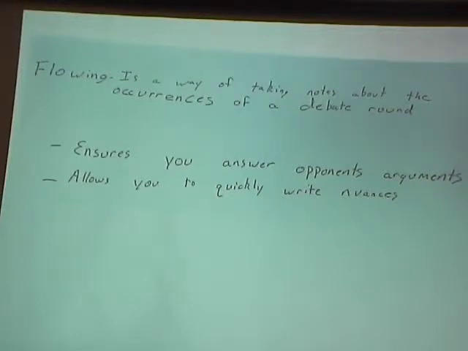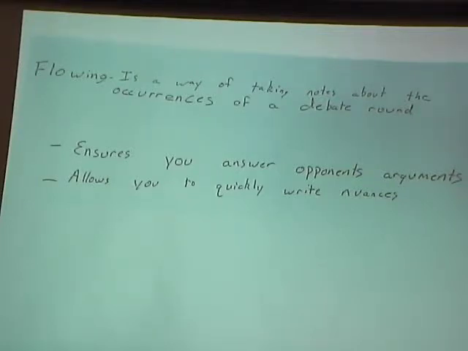First, it ensures you answer your opponent's arguments, because if you keep a good flow of the arguments, then it's easy for you to be able to answer those arguments, because you know that they were said, they were mentioned. And therefore, when you write them down, you can remember to actually answer those arguments.